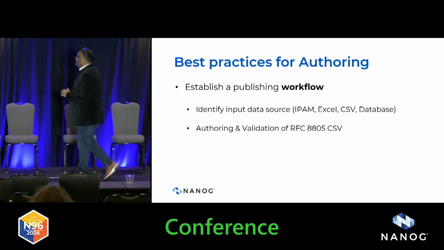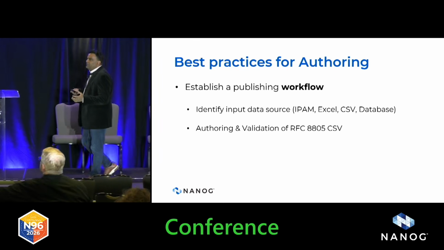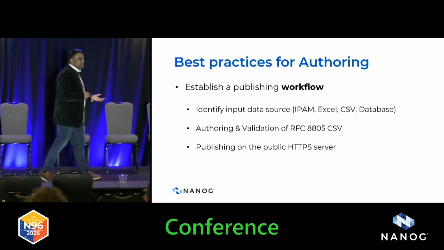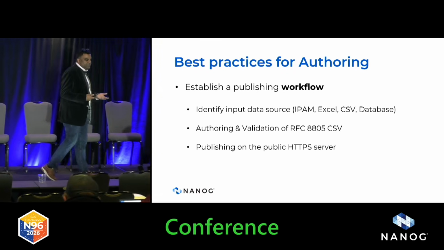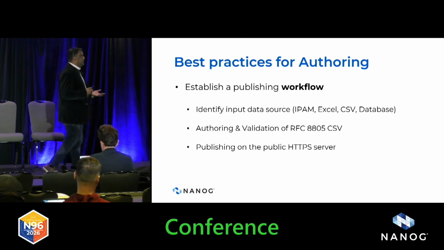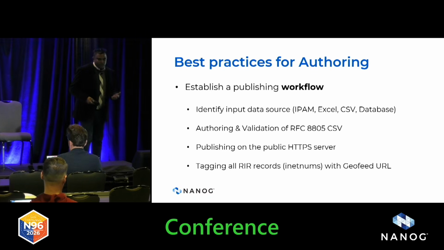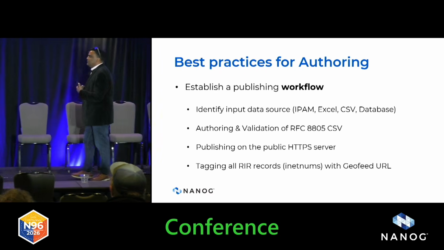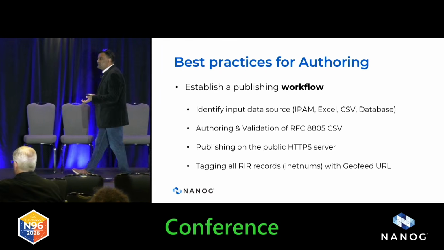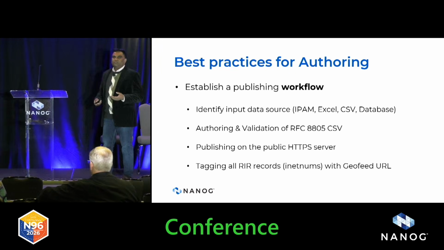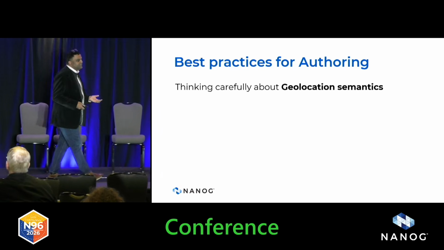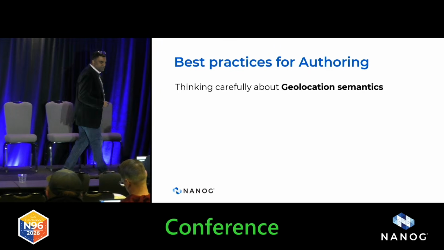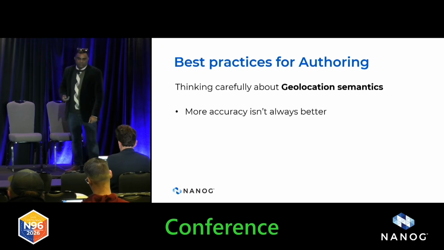So a workflow may look like you pulling data from your IPAM, IP address manager, validating the feed that you've written or edited, and then pushing it out to the public server. And more importantly, for the discovery part, recording it in your regional internet registry records so that any Whois tool can see that there is a geofeed associated with this inetnum or this family of inetnums.